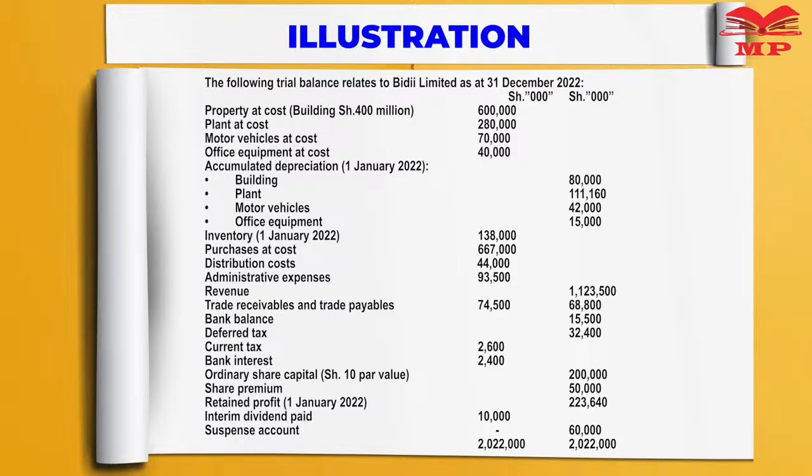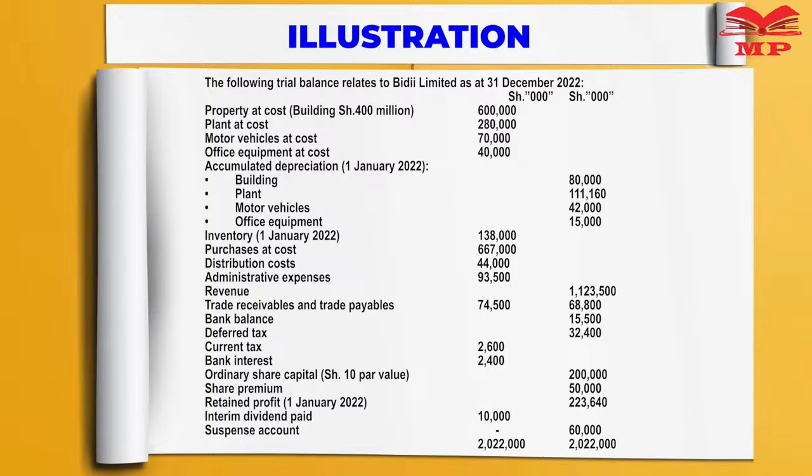We have plant at cost, motor vehicles at cost, office equipment at cost, accumulated depreciation as at 1st January 2022 for buildings, plant, motor vehicles, office equipment. And then we have the inventory at the start of the year, purchases at cost, distribution cost, administrative expenses, revenue, trade receivables, and trade payables. We have the bank balance. We have the deferred tax, current tax, bank interest, and then the ordinary share capital, the share premium, the retained profit as at 1st January 2022, interim dividends paid, and then we have suspense.